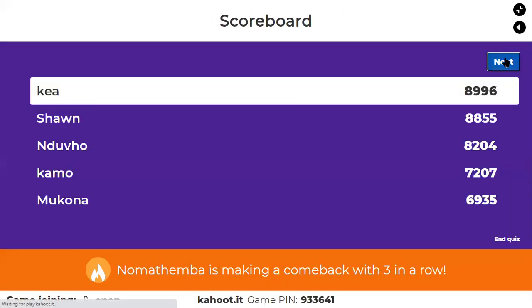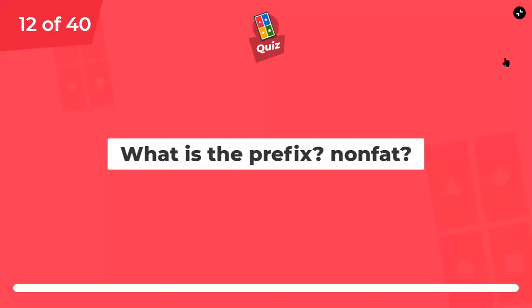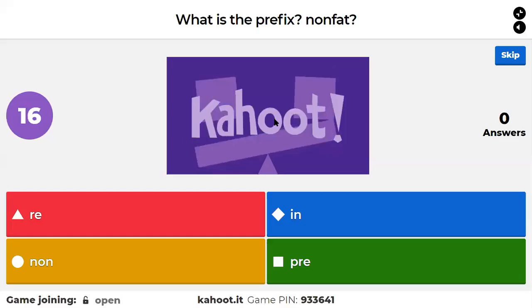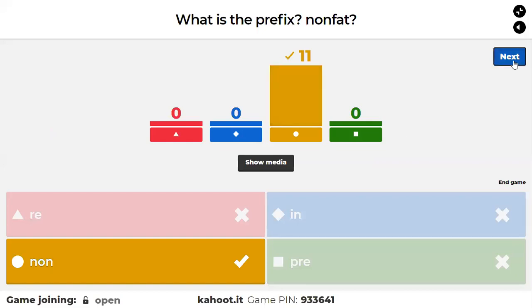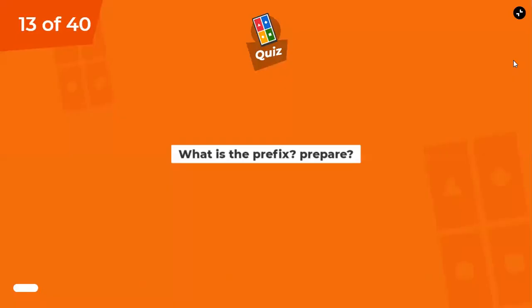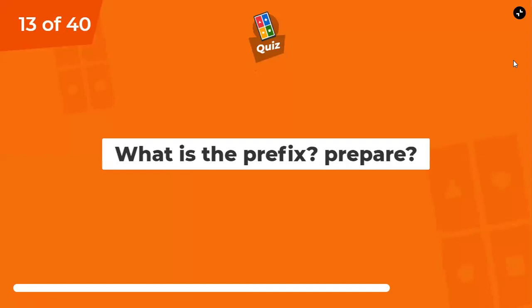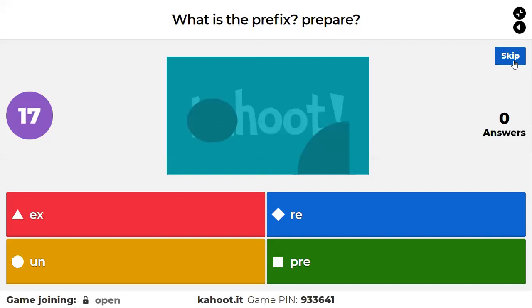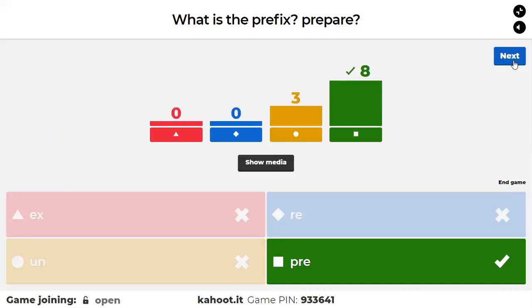So the next one. Not sure what's happening here. What is the prefix in the word non-fat? Is it red RE, blue IN, yellow non, or green pre? Yes, it's non, the yellow one. Okay, so what is the prefix in the word prepare? Is it red EX, blue RE, green pre, or yellow un? It's green pre, yes.